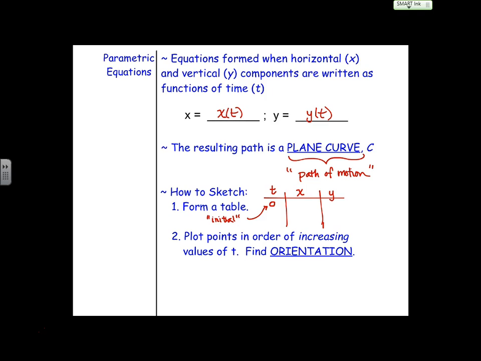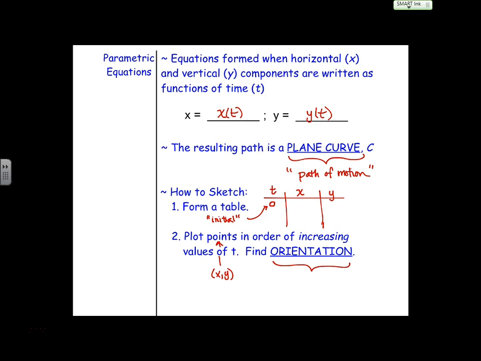And then you plot the points that you get up above. Now careful, the points that I'm talking about are the x and y points, right? T just tells us when, x and y tells us where. Plot the points, plot the x's and y's in order of increasing values of t, so showing as time is passing, and find the orientation.